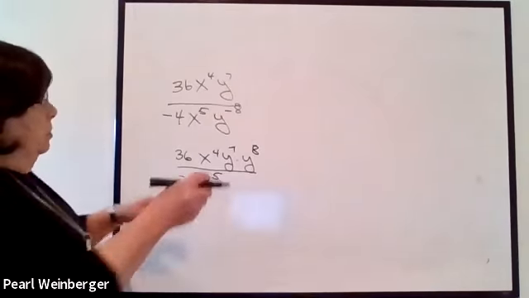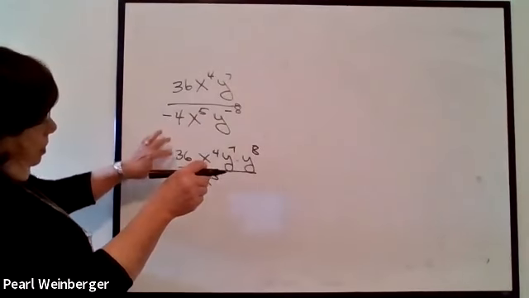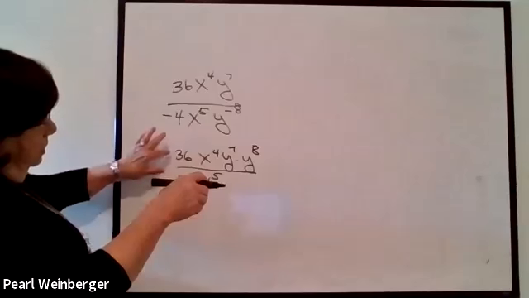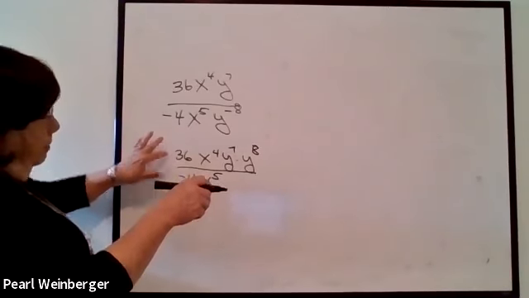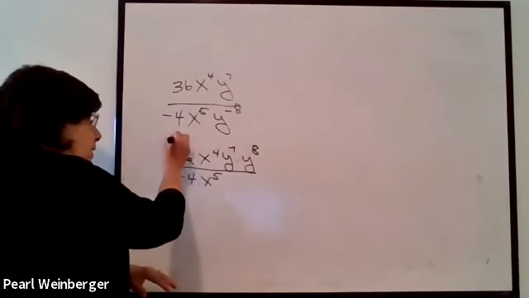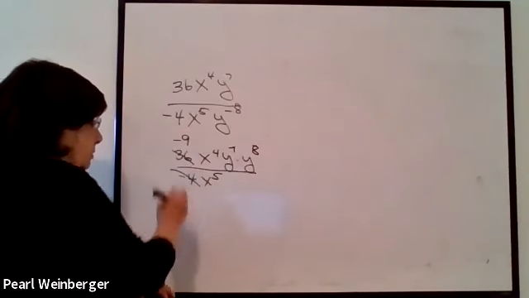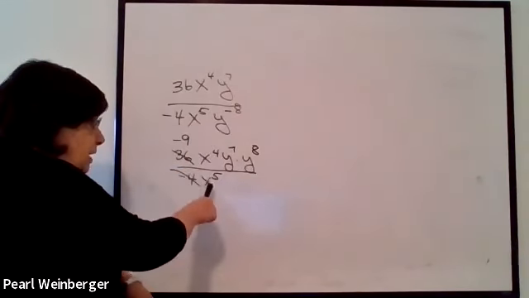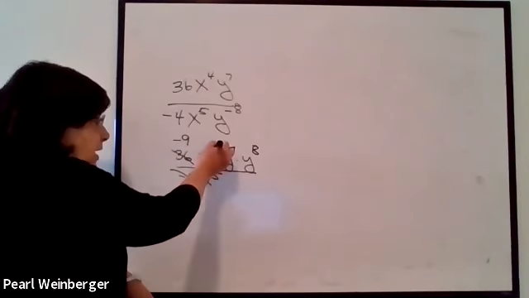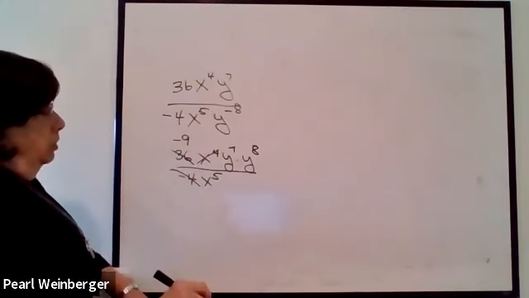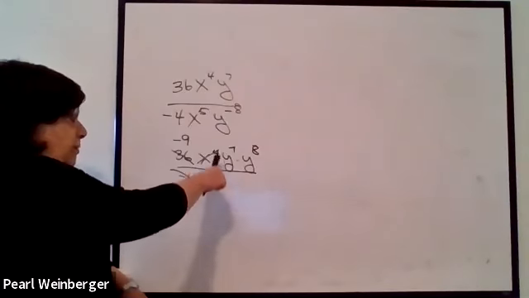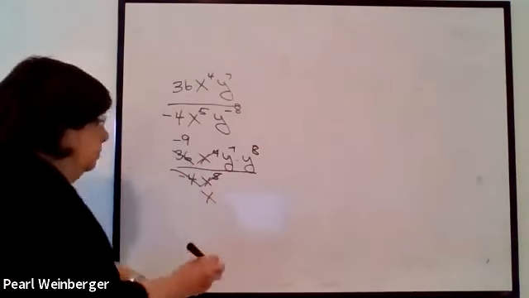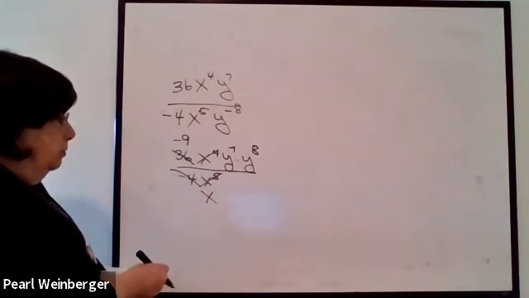So now let's see what we can do. The 36 and the negative 4 could certainly be reduced. Divide both top and bottom by negative 4, and I'll get a negative 9 on top, and this will cancel out. The x to the fourth on top and the x to the fifth on the bottom, I will cancel out the one with the lower exponent and do 5 minus 4, which is 1. So I get x to the 1, or just a plain x in the denominator.